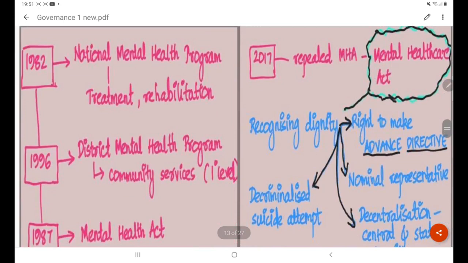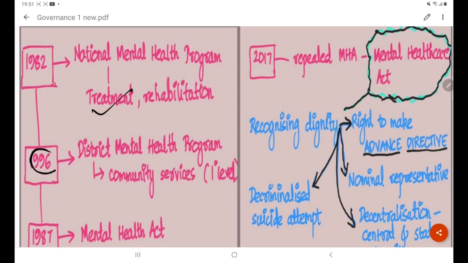Then here I have given an example of an answer writing approach. This is just an approach. You can try replicating it in other topics also. Here I have given a timeline approach relating to mental health. This is the National Mental Health Program in 1982. It relates to treatment and rehabilitation.